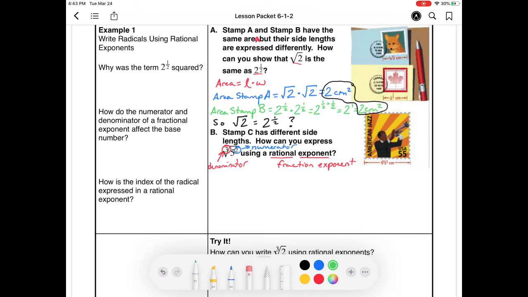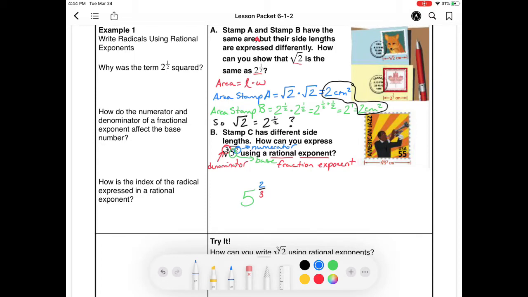The big number inside the radical is our base number. That's going to be the big number for our exponent as well. So using these rules, we can write 5 as our base, and then we're going to have 3 as our denominator, and 2 as our numerator. So the cubed root of 5 squared is equal to 5 to the 2/3 power.